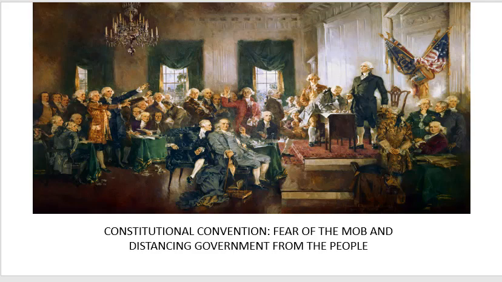Things like the Senate, the Supreme Court, and other institutions were created to distance representative government from the people who were represented, so that democracy would not get out of hand, as these political elites saw it. There was a fear of the mob, and so they tried to distance the government from the people.